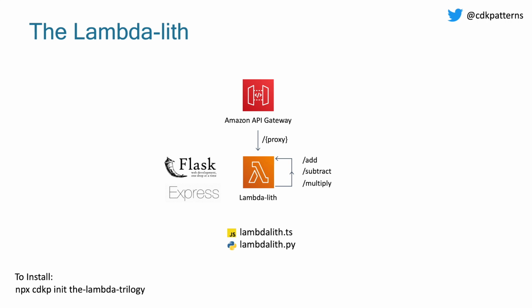And inside that Lambda, we deploy a traditional framework like Flask or Express. And inside there, through the routing functionality that framework provides, the traffic gets redirected back to the add, subtract, and multiply methods in that framework. And all this logic lives in one file, lambda-lith.ts. So this one is pretty much treating Lambda like a Docker container.